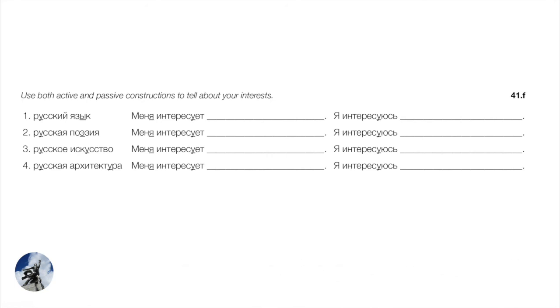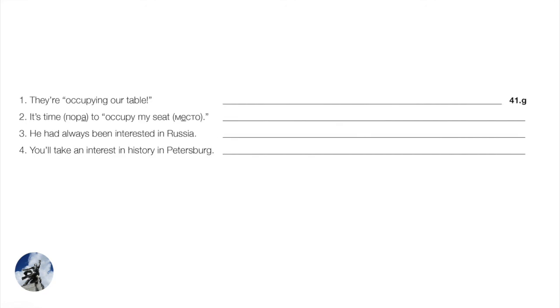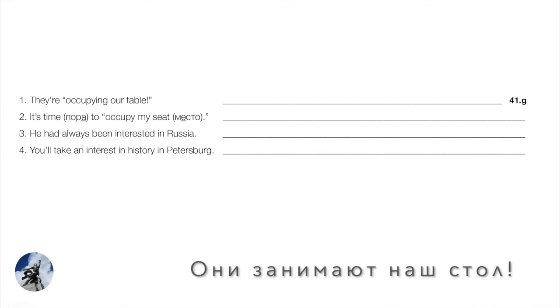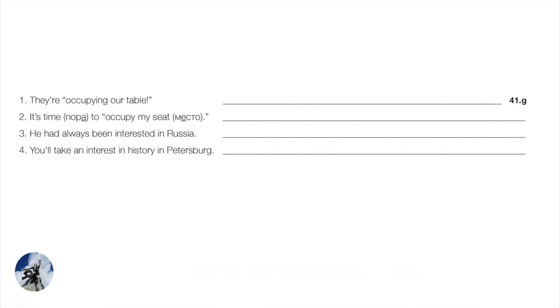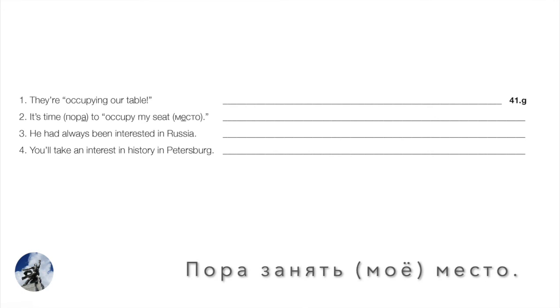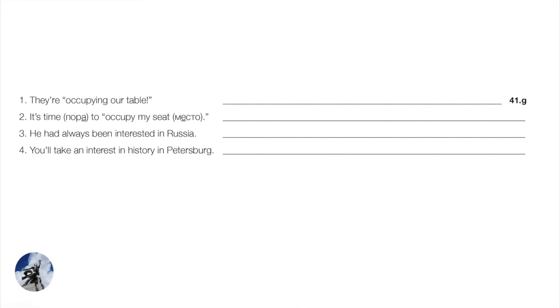Okay, let's practice a few of these, translating a few examples, being very careful with our choice of verb and our choice of case. They're occupying our table. Они занимают, okay, что? What are they occupying? Наш стол. Okay, direct object, accusative. Number 3, it's time to occupy my seat. Okay, I need to take my seat. I need to get in my seat. The curtain, the bells have rung. The curtain is about to rise. Пора занять мое место. Or maybe more simply, пора занять место. I need to get in my seat right now.